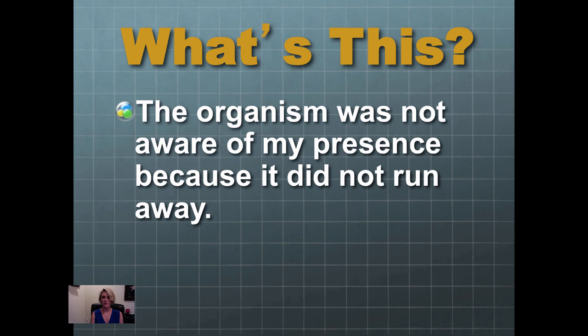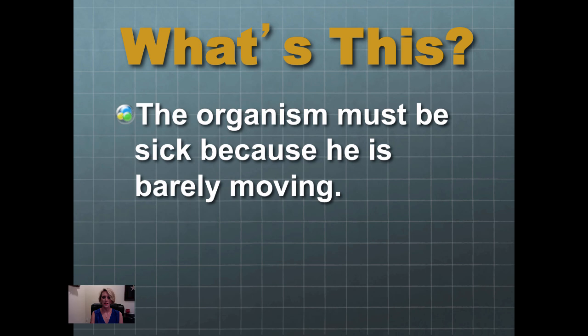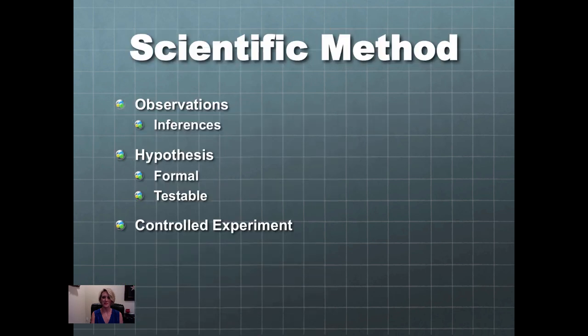And then the organism was not aware of my presence because it did not run away. This is an inference. You're observing it didn't run away, but trying to say why it didn't run away, that's an inference. One last one. The organism must be sick because he's barely moving. You're observing that he's barely moving, but you're inferring it's because he's sick.